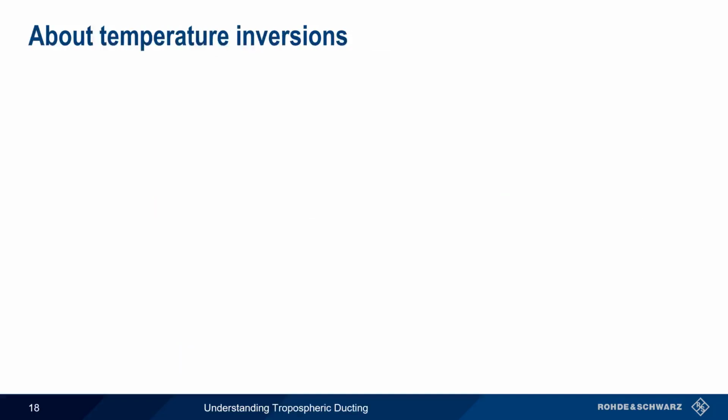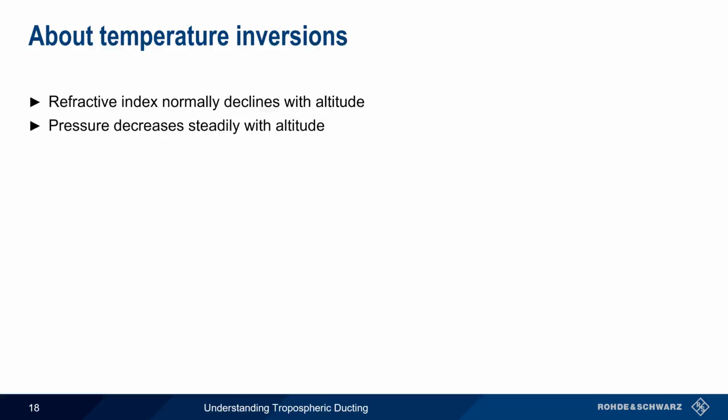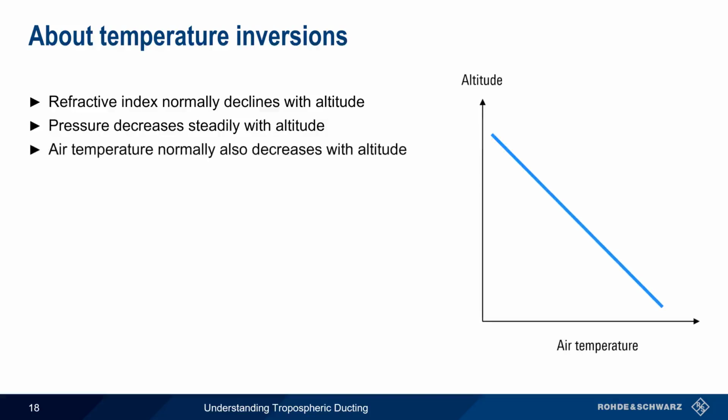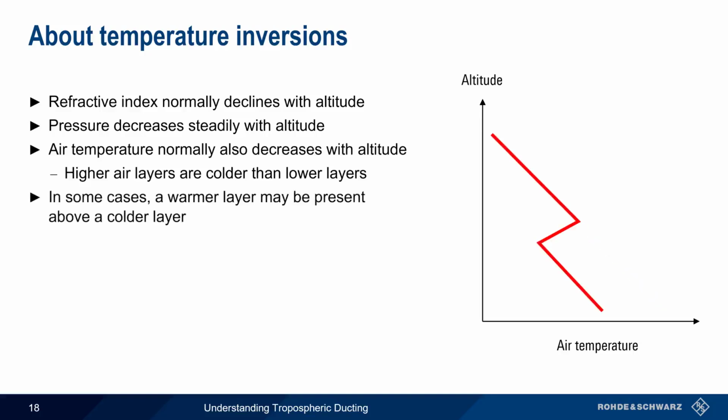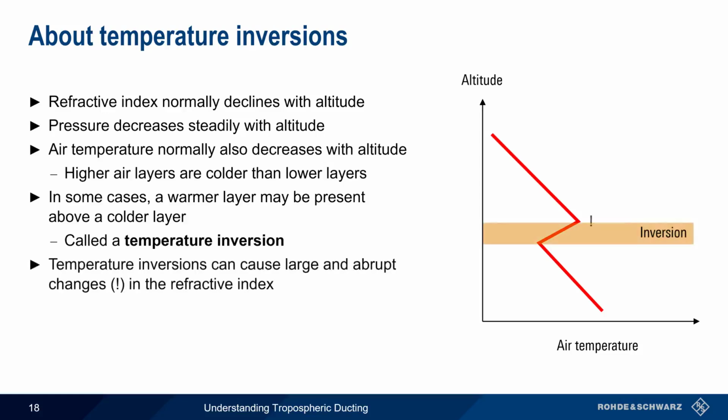Earlier in this presentation, we discussed how the refractive index of the troposphere normally decreases with altitude. Recall that atmospheric pressure decreases steadily as altitude increases, and air temperature also normally decreases with altitude. That is, higher air layers are colder than lower air layers. However, some weather patterns can cause warmer air to be present over colder air, and this is referred to as a temperature inversion. These inversions can cause large and abrupt changes in the troposphere's refractive index. And these abrupt changes can lead to the formation of something called tropospheric ducts.